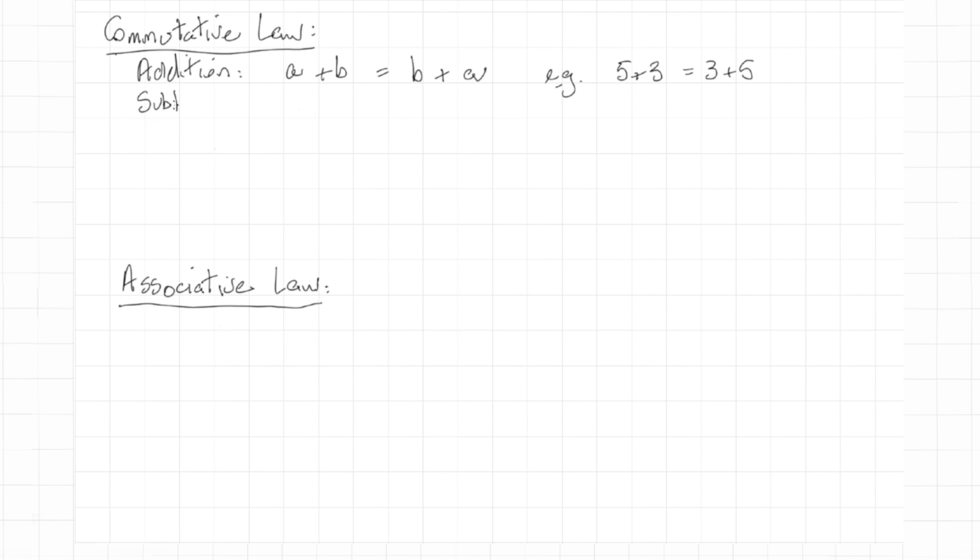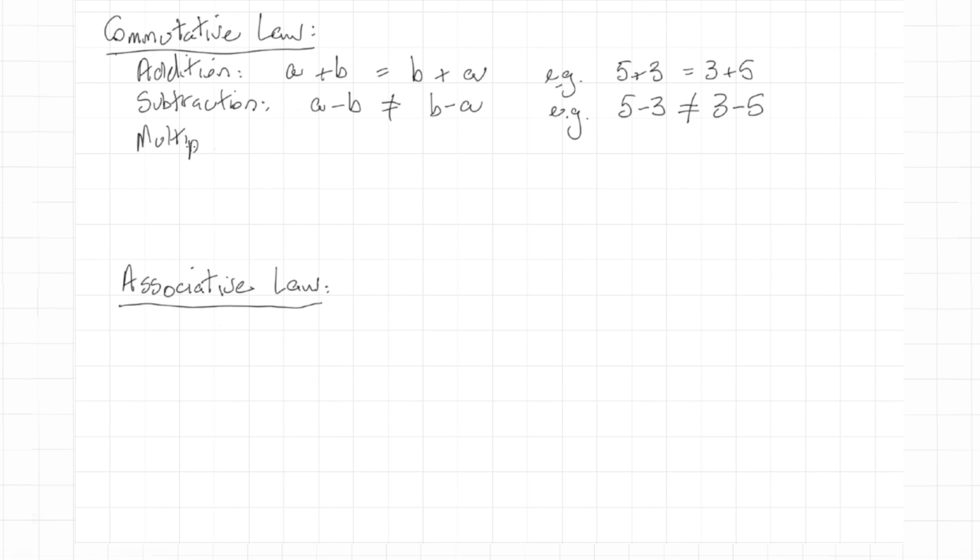With subtraction, A minus B, B minus A, what sign are we going to put between them? Is it equal or unequal? Well, if we even use the same numbers, we've got 5 minus 3 and 3 minus 5. This answer is going to give us 2. This answer here is going to give us negative 2. So we can't put an equal there, so the symbol for not equals is that. So the commutative law does not apply for subtraction.